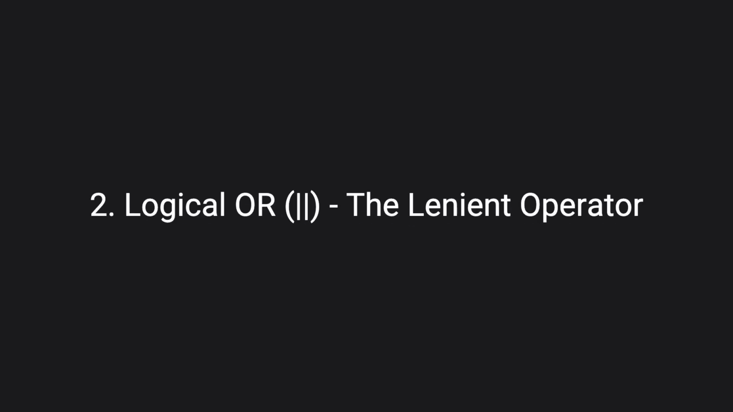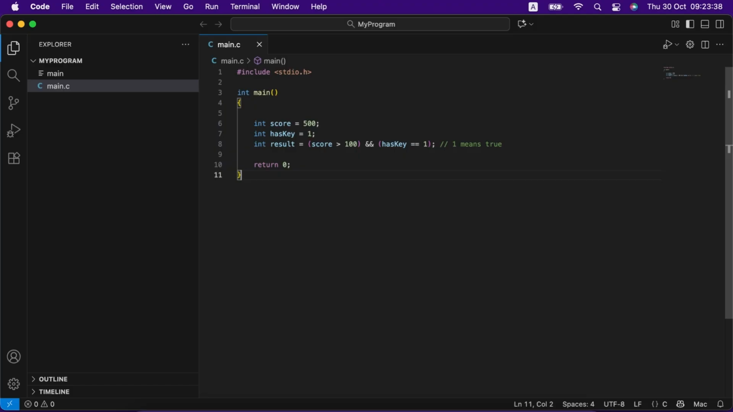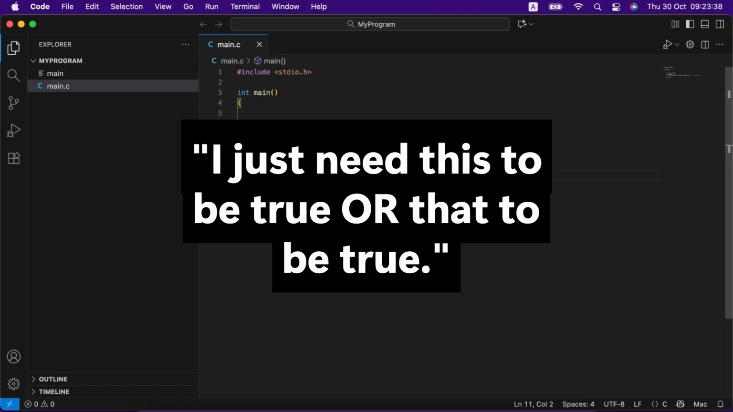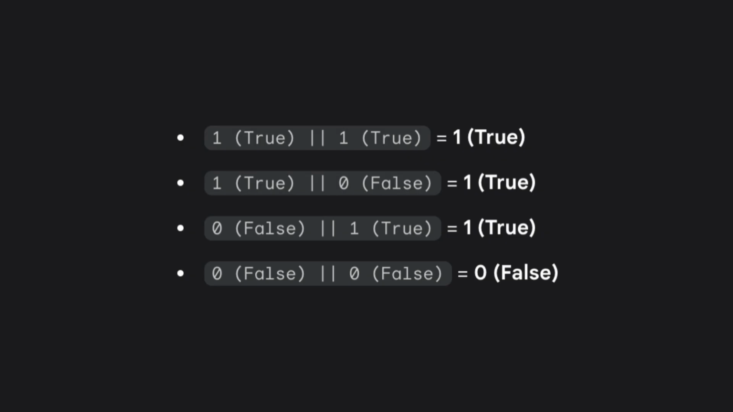Second, logical OR, the lenient operator. The OR operator is the easygoing one. It checks if at least one condition is true. The only way it can be false is if all conditions are false. Think of it as, I just need this to be true or that to be true. True or true equals true. True or false equals true. False or true equals true. False or false equals false.